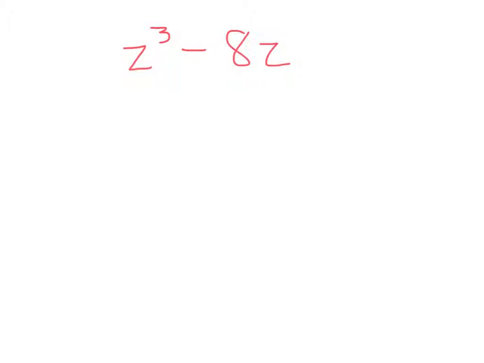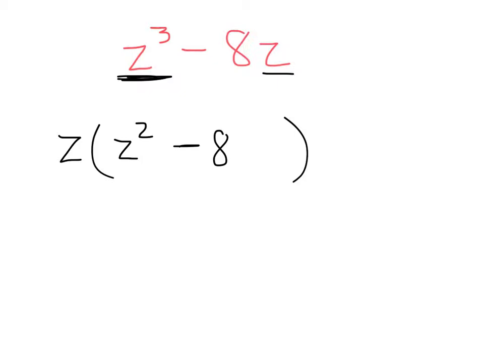Okay, next one. This one, there's no normal number or coefficient that'll go into both, so I'm just going to look at the z's. I can divide a z out of both of those. Okay, so if I start with the first term, if I divide a z out, I'm left with z squared minus, I still have 8 here, and then z divided by z is 1, so I don't have to write that. So it's going to be z parentheses z squared minus 8.